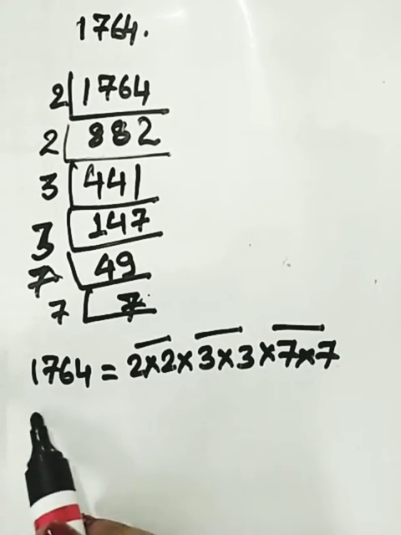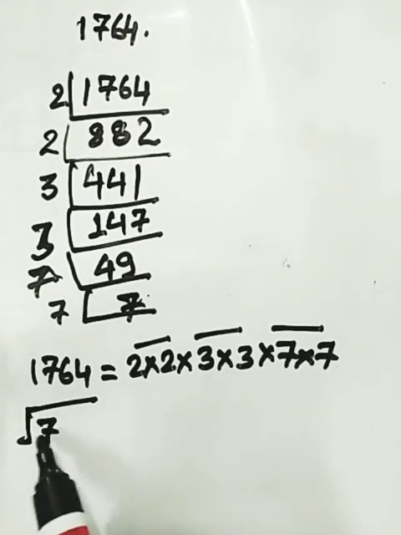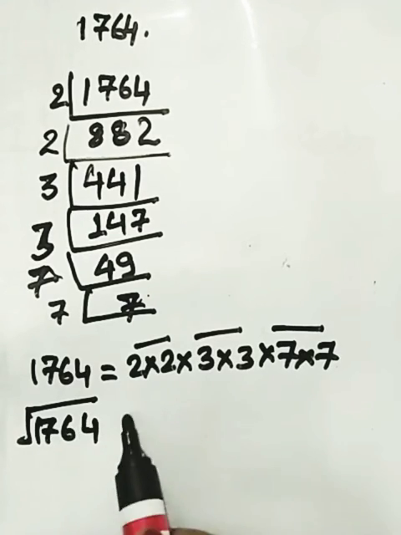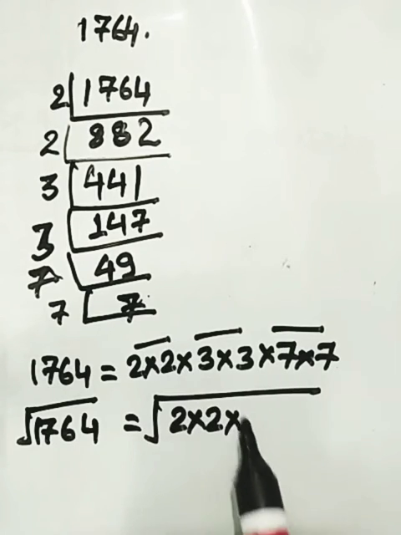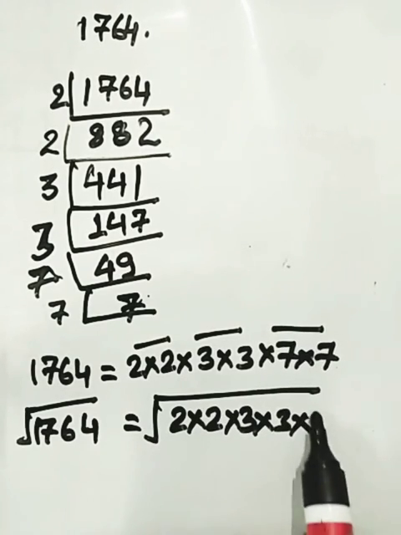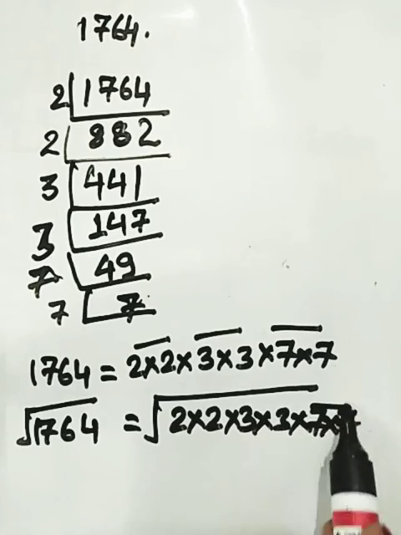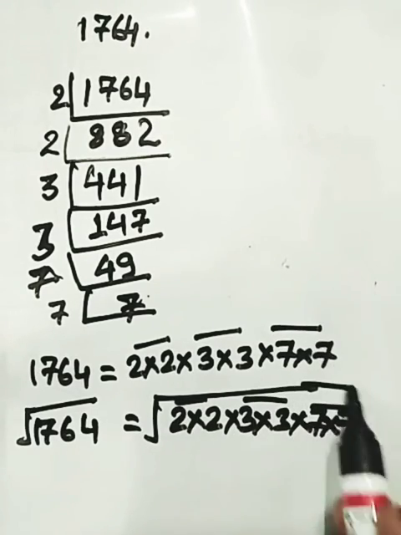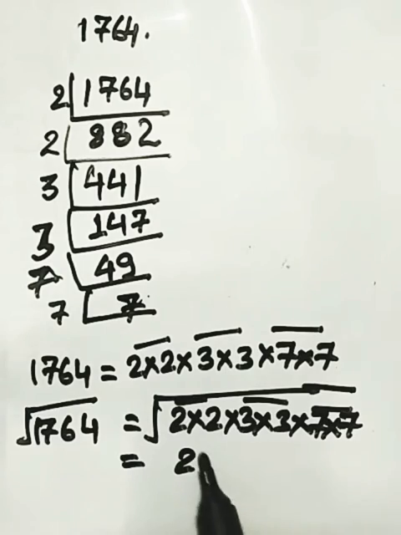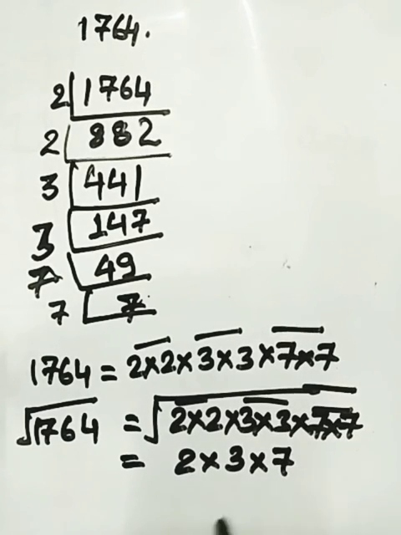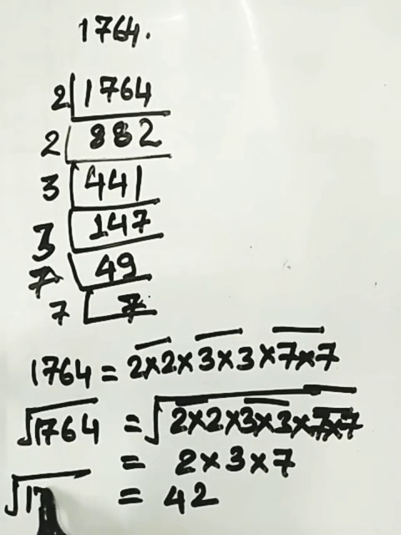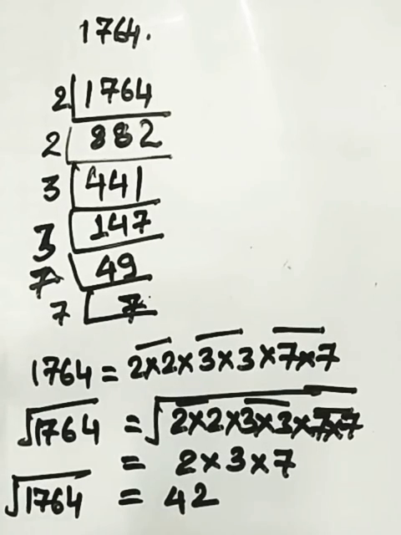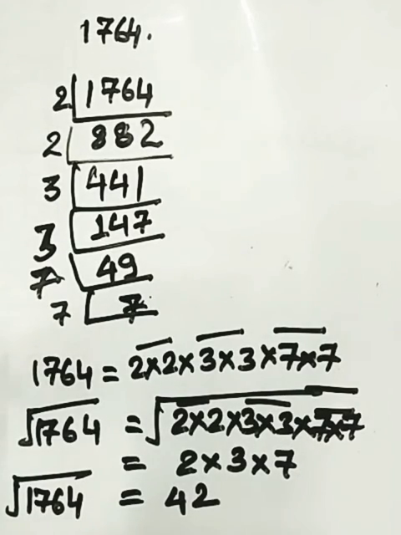So while taking the square root, I'll make a radical like this. 1764 under the radical. This will also be under the radical: 2 into 2, 3 into 3, 7 into 7. Double bars. So this is going to give you what? 2 into 3 into 7. That means 2 3s are 6, 6 7s are 42. So what is the square root of 1764? This is 42. Now I am going to take more examples.